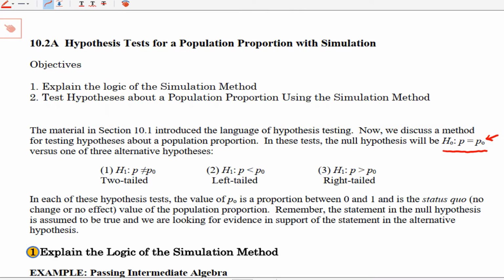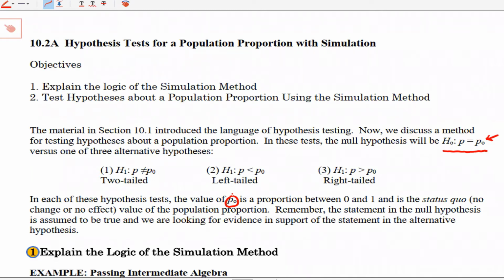And then the alternative hypothesis is going to be structured one of three ways depending on what your research goal is. You could have a two-tailed test, which is the proportion is different from P naught in your null. You could have a left-tailed test, in which case the proportion is less than P naught in your null. Or you could have a right-tailed test, in which case the proportion is larger than P naught. And again, this P naught is simply a proportion between 0 and 1, and it's referred to as the status quo or no change, no effect value of the population proportion.